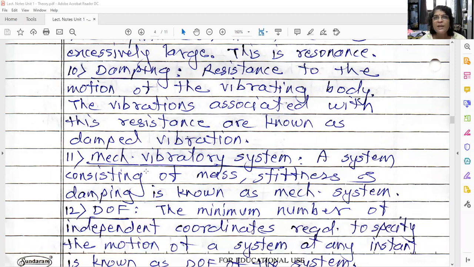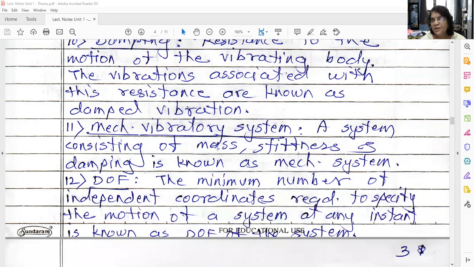Now next is the mechanical vibratory system. Any system which possesses mass and elasticity is capable of vibration. So what are the three important elements of a mechanical vibratory system? Mass, stiffness, and damping if it is present. Otherwise, mass and stiffness are inherently present in any mechanical object. If it is forced vibration, then the external excitation, say the object which will produce that external excitation, for example a motor, is also a part of this vibratory system.